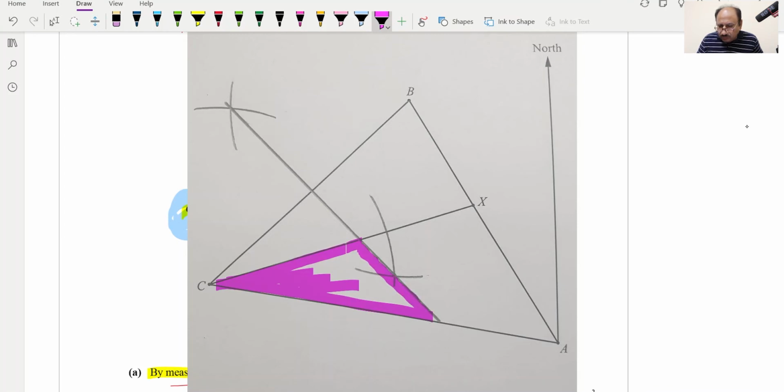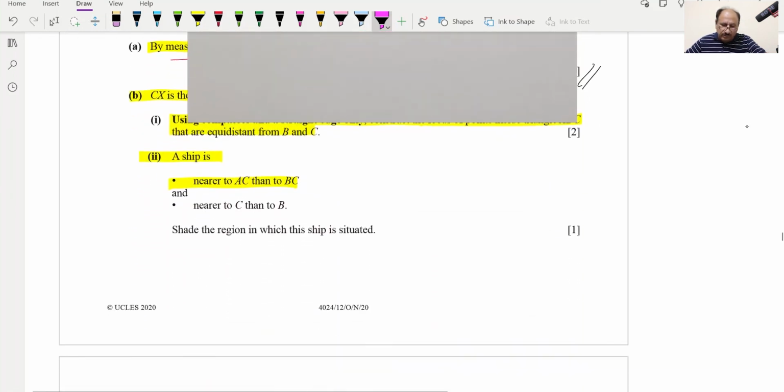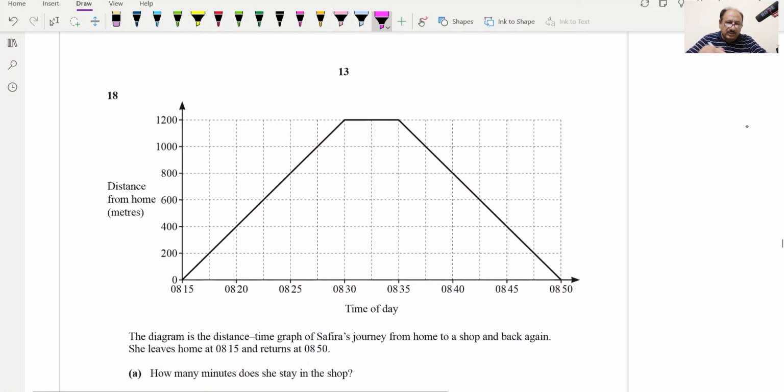And this one will be the shaded portion, and I'll try my best to explain this properly. Hopefully you understood this. So this will be the required shaded region, which will be giving you one more mark for this part. This is done. And now question number 18.